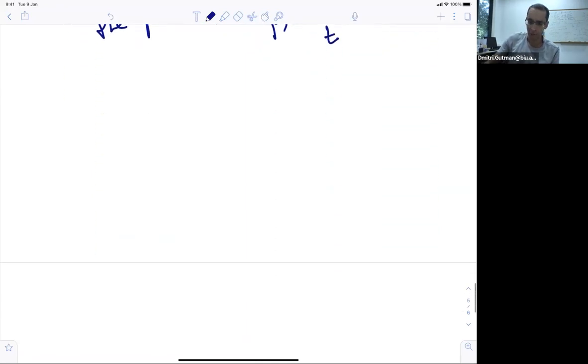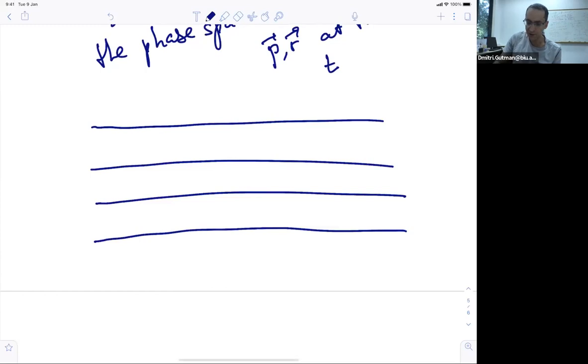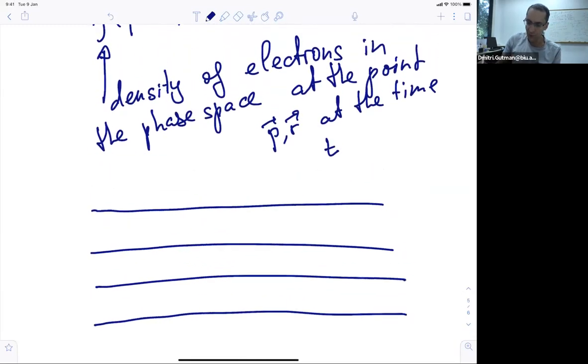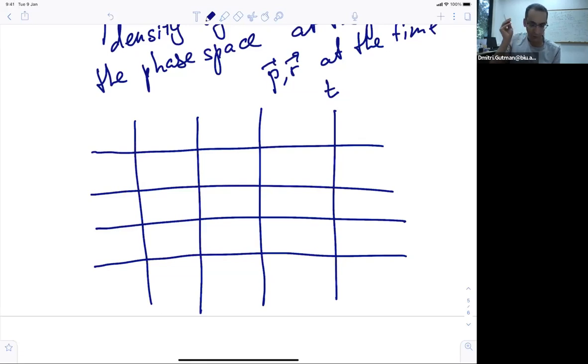So how am I going to do it? When we talk about single particle distribution functions f of p, r, and t, we call it the density of electrons in the phase space. So let me try to schematically describe the phase space. I'm drawing a figure, and these cells are small cells in the phase space. For a three-dimensional problem, this will be a 3 + 3-dimensional phase space. 3 dimensions are coming from the spatial dimensions and 3 dimensions are coming from the dimensions of the momentum. So I need to draw a 6-dimensional phase space.